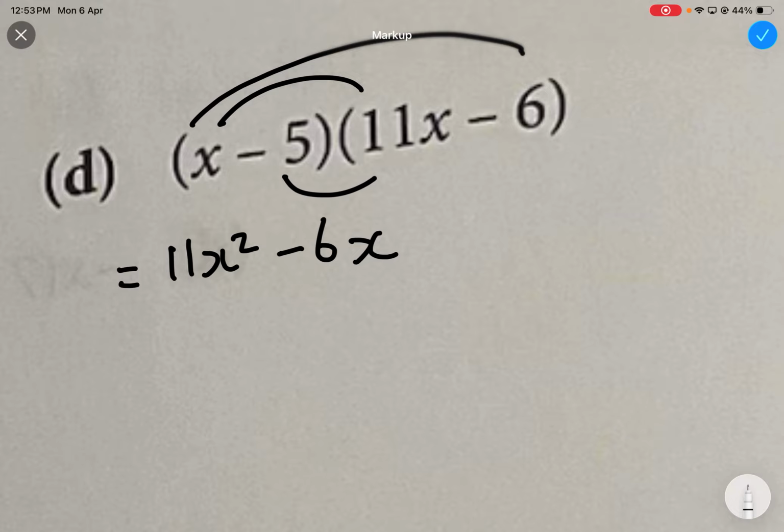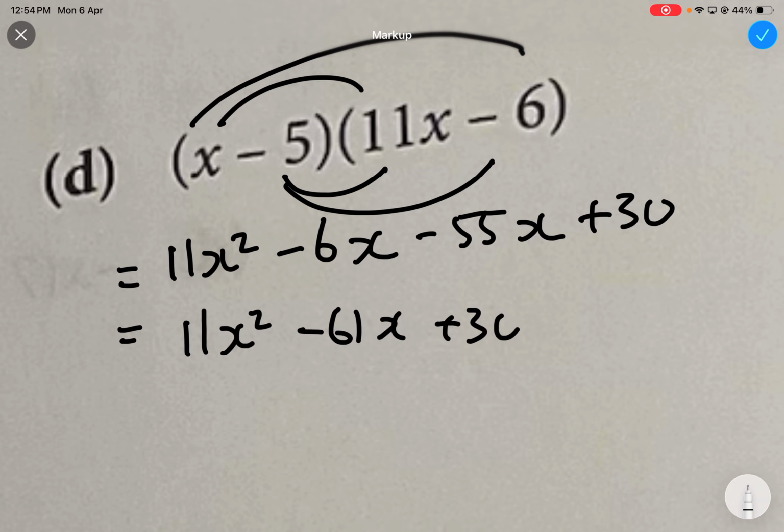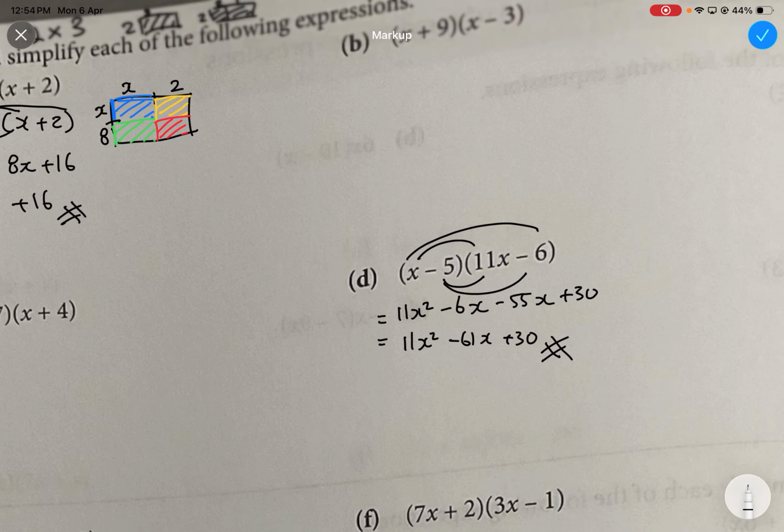My second term will multiply first term. Negative 5 times positive 11 will be negative 55x. Then my second term will multiply second term. Negative, negative become positive. 5 times 6, 30. Then put the like terms together. Okay? Okay, try the rest.